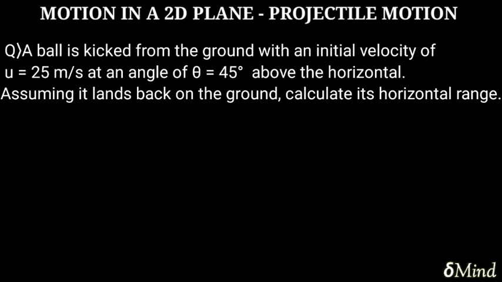The first problem. A ball is kicked from the ground with an initial velocity of u equals 25 meters per second at an angle of theta equals 45 degrees above the horizontal. Assuming it lands back on the ground, calculate its horizontal range.